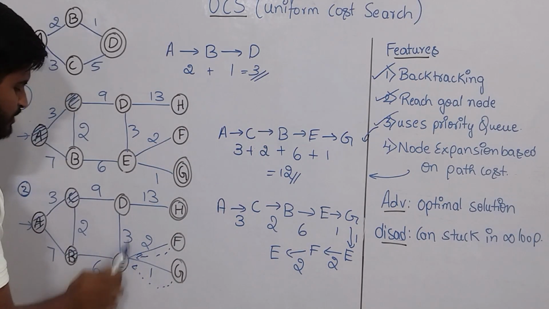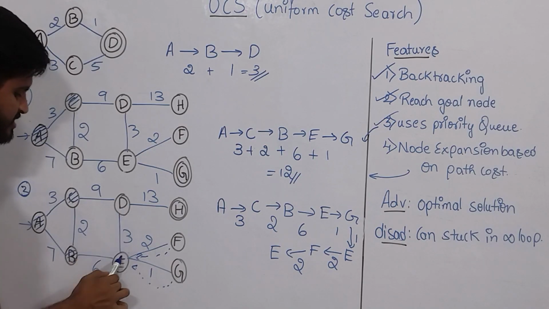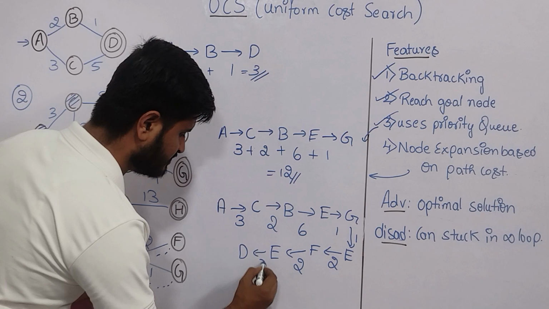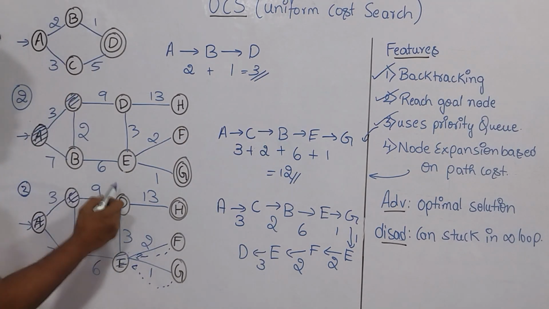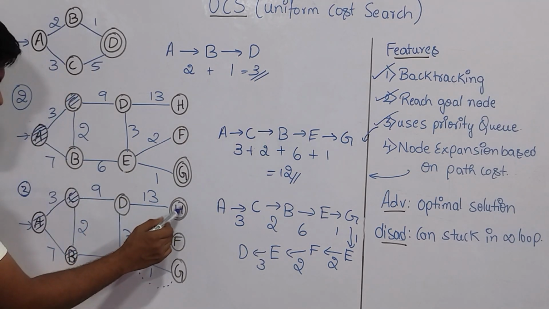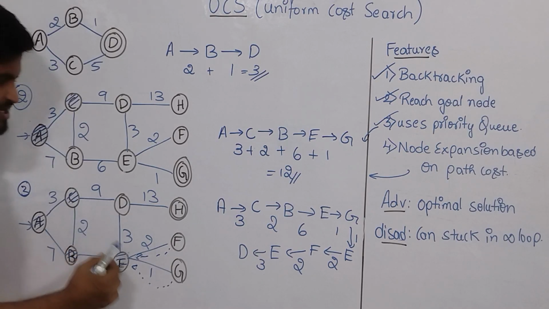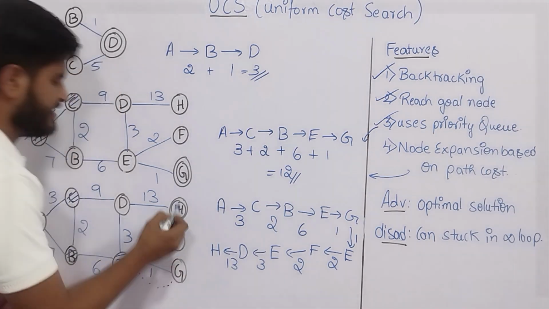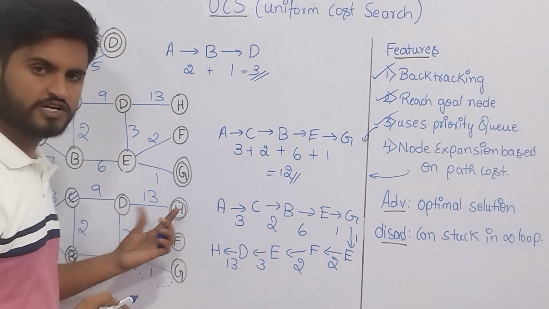Next, only one path is left, from E to D. So the cost is 3. From E I will be moving to D with a cost of 3. Now from D I can only go to H because I can't go back to C. So from D to H the cost is 13, and H is my final state, so I will stop here.